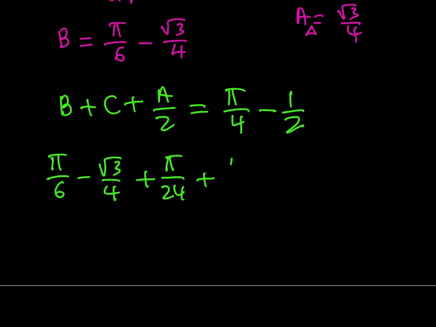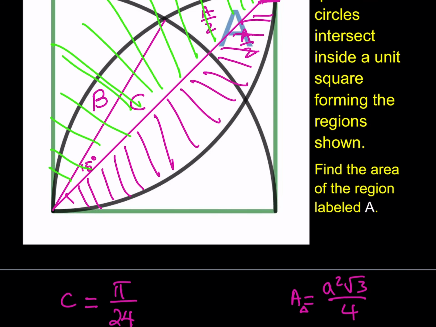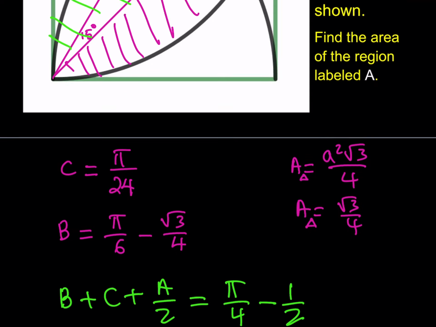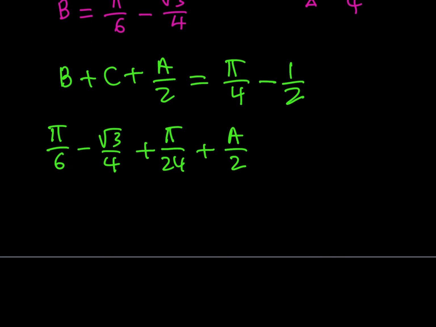Plus C, which is pi over 24, right? Plus A over 2. Don't forget, this is half of A only, not A, because we didn't use the whole thing because it wouldn't make much sense. You could double everything, but it's no big deal. So this should equal pi over 4 minus 1/2.